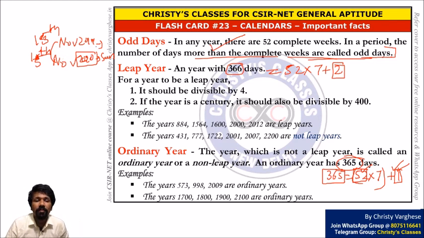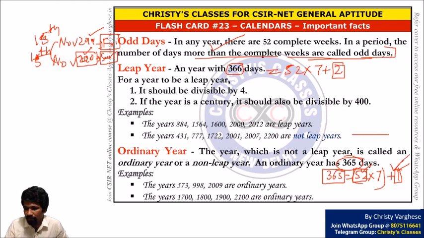2 days extra is coming means 2 days backward. Why backward? Because 2019 is a year before 2020. So 2 days backward means that will be a Friday. This is how to calculate, because odd days in an ordinary year is 1, that means 1 day shifting forward or backward. Odd days in a leap year is 2, that means 2 days shifting forward or backward.